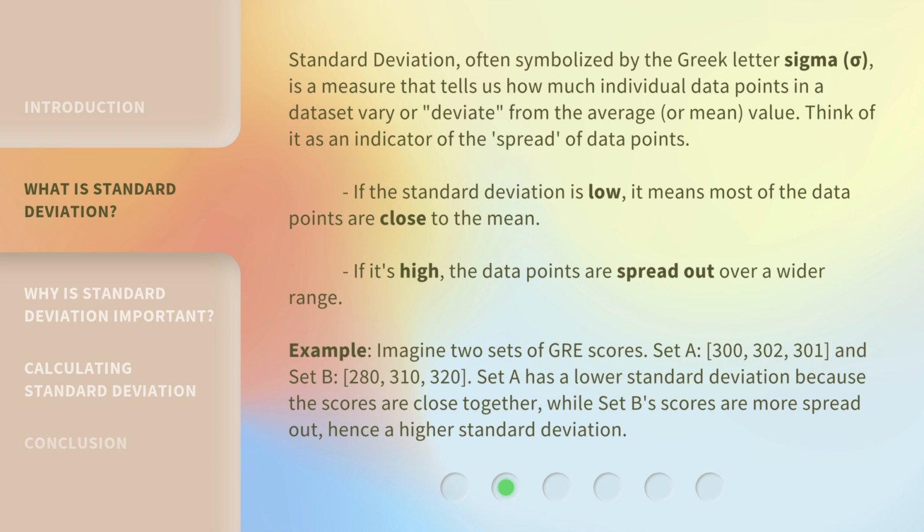Example: imagine two sets of GRE scores. Set A: 300, 302, 301, and Set B: 280, 310, 320. Set A has a lower standard deviation because the scores are close together, while Set B's scores are more spread out, hence a higher standard deviation.